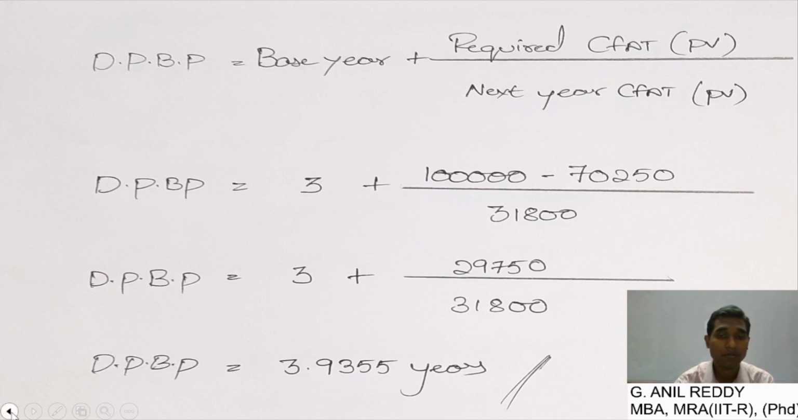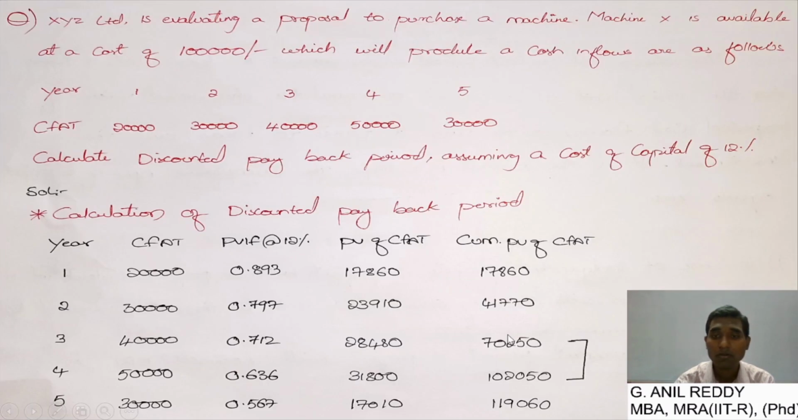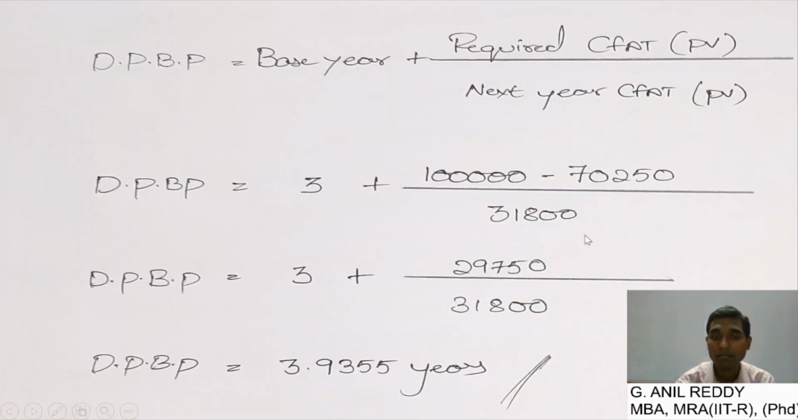Now, the next year CFAT present value. You should be careful. People by mistake try to take this 1,02,050 rupees because it is cumulative. The next year CFAT PV, the base year's next year, is the fourth year, that is 31,800. This figure you need to take, but not 1,02,050. If you divide, you will get the discounted payback period as 3.9355 years. This is how simply you can calculate the discounted payback period method.